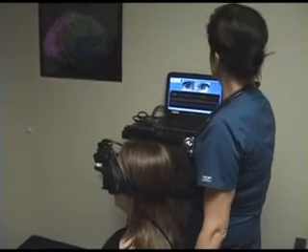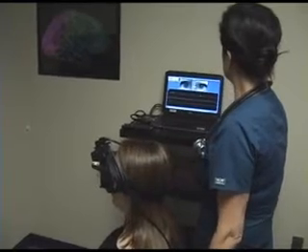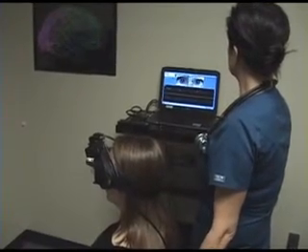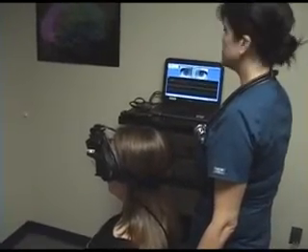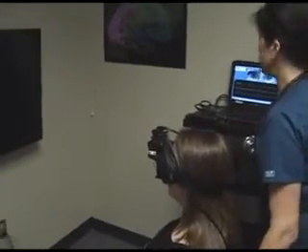Our next test that we do in the VNG is fast eye movements. We do them horizontal and vertical. They are known as saccades, and Donna's going to demonstrate those right now. Okay, and you're going to keep your eye on the dot. They're randomized, so the dot will move back and forth, and what we will be measuring and looking at is the quality of the saccadic movement, or the fast eye movement.